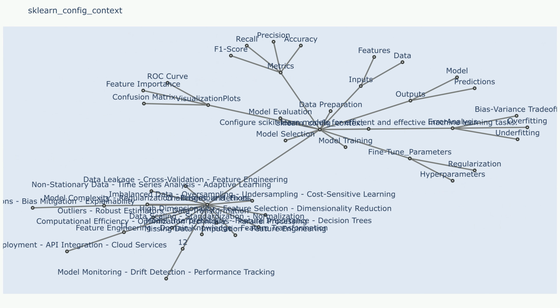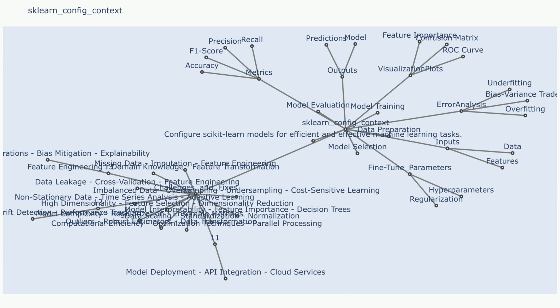Mean squared error (MSE): the average of squared differences between actual and predicted values, commonly used for regression problems. Root mean squared error (RMSE): the square root of MSE, providing a more interpretable measure of error. Visualization plots. Confusion matrix: a visual representation of the model's classification performance, showing true positives, true negatives, false positives, and false negatives.